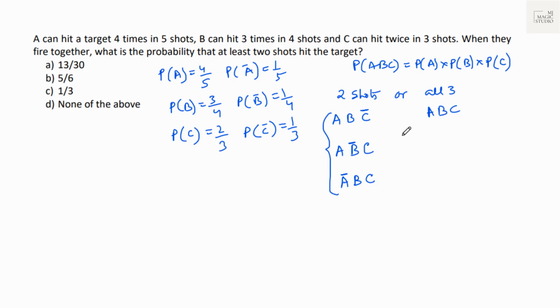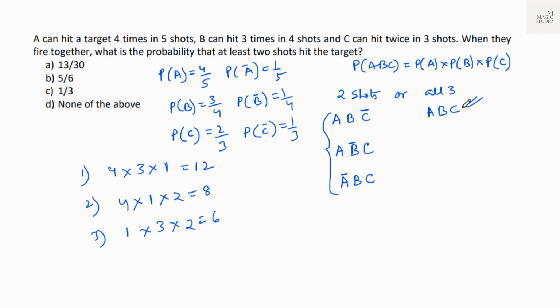We need to find the probability of these 4 individual cases and then add up. So what is the first one? First one is A. Let's work with only the numerator. 4 into B is 3 into C complement is 1. That gives us 12. Second case, A is 4, B complement is 1, and then C numerator is 2, that is 8. Third case, A complement is 1, B is 3, and C is 2, that gives 6. And for the fourth case, A, B, C, the numerator is 4 into 3 into 2, that is 24.